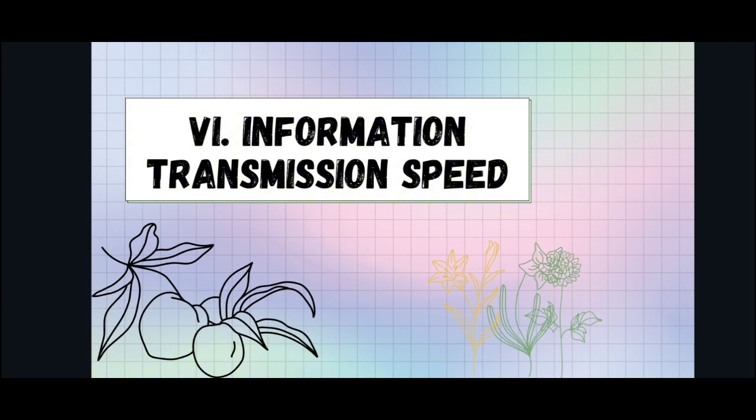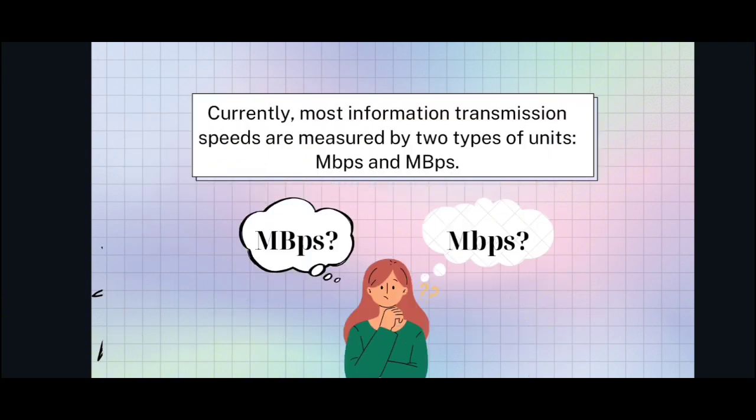Secondly, information transmission speed. Currently, most information transmission speeds are measured by two types of units, Mbps, megabits per second, and megabytes per second. What is the difference between megabyte and megabit? We can see that when applied to calculating internet speed, hard drive capacity, or a file folder, they are very different.